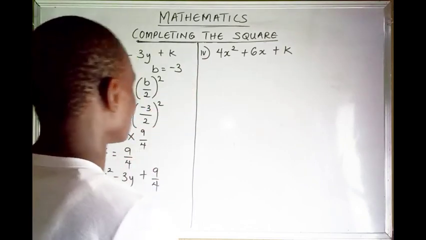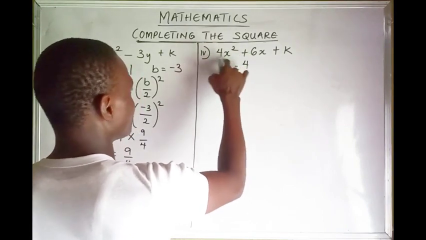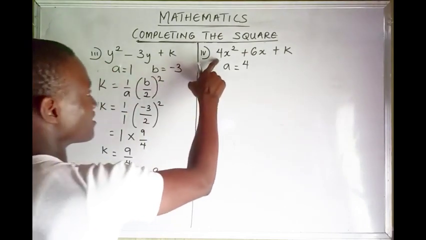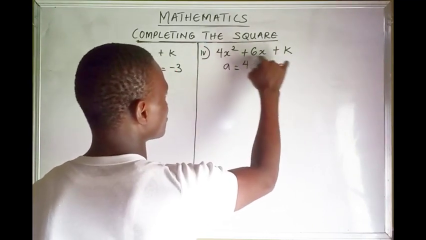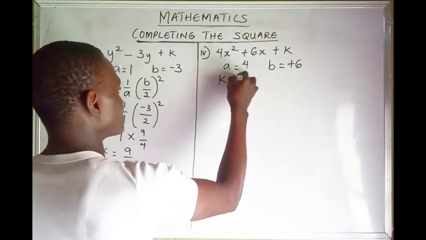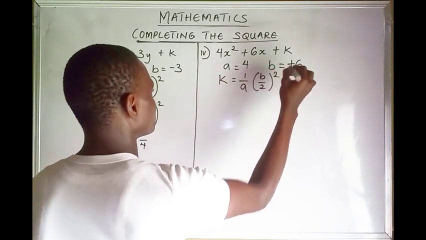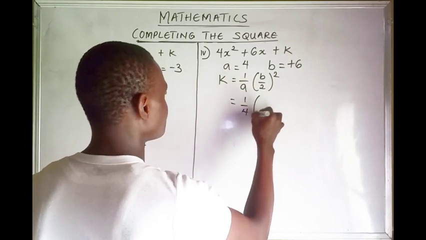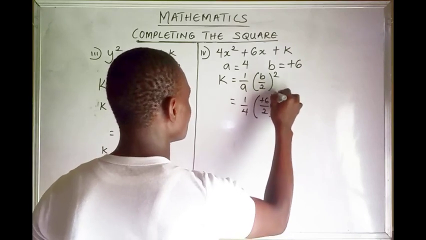Now, let's go on to question 4. Here, we have to determine our a as well. Our a here is 4, which is the coefficient of x squared. Compared with this that does not have any other coefficient except 1. But here we have the coefficient of x squared to be 4. And what is b? B is what you see as the coefficient of x, which is plus 6. Now, what is k? K is equal to 1 over a, bracket b over 2 to the power of 2. We then say 1 over 4 because our a is 4 multiplied by, what is b? B is positive 6 over 2 to the power of 2.